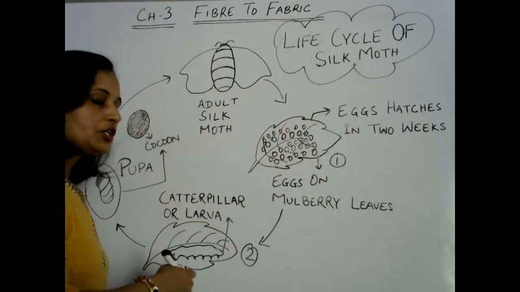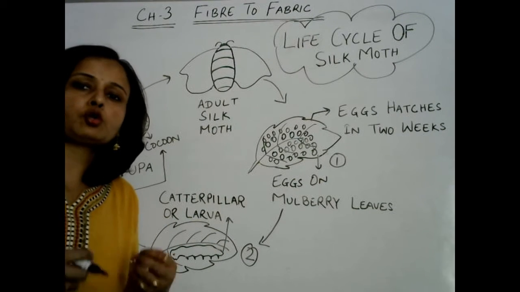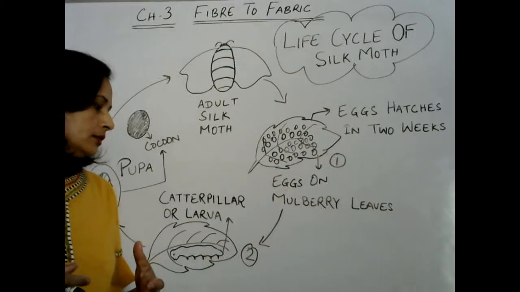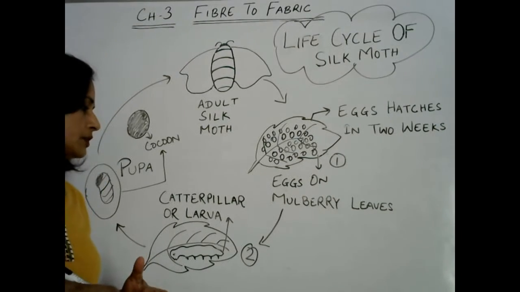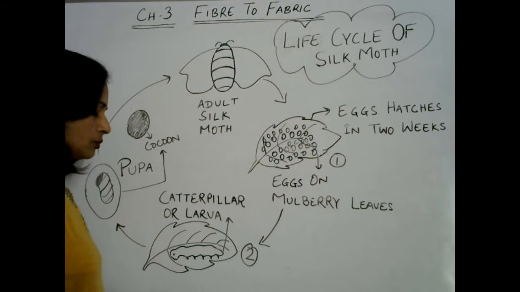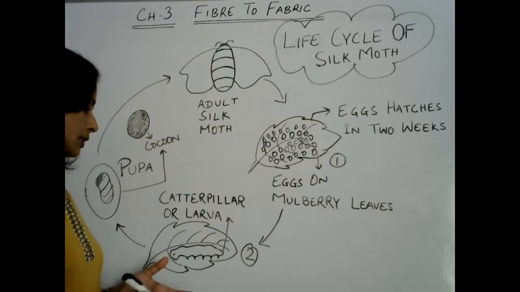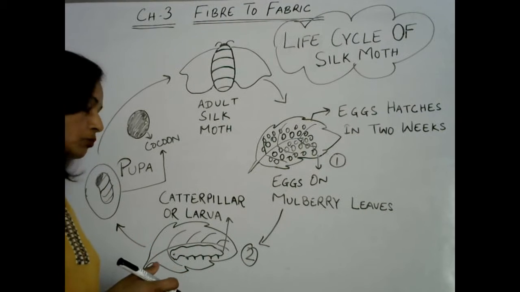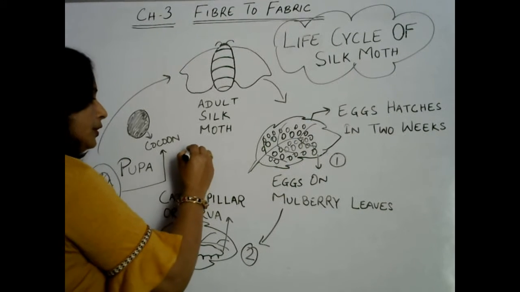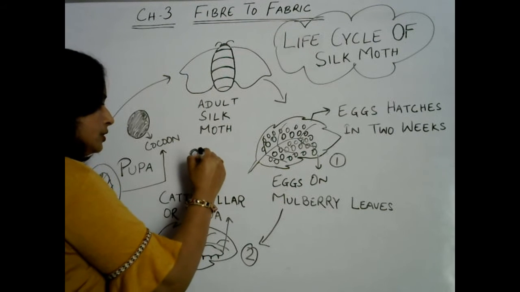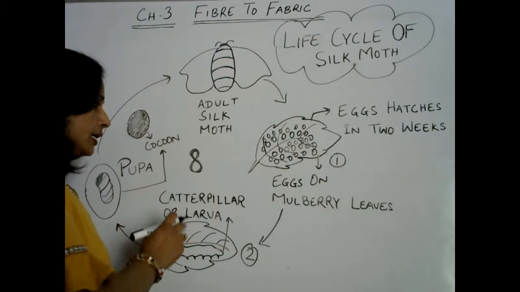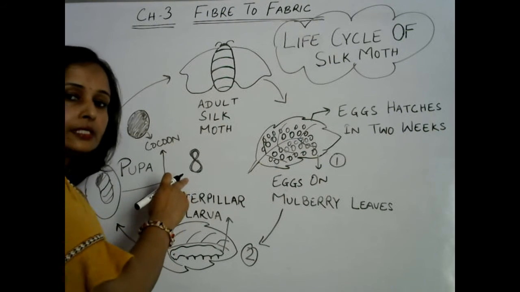Then that caterpillar feeds on the mulberry leaves continuously, vigorously. It feeds on mulberry leaves, and then it becomes thick. Then it becomes so much thick. Then after that, what happens? It becomes lazy, and it moves its head in the form of 8, like this 8. It moves its head, and during that time, what happens?